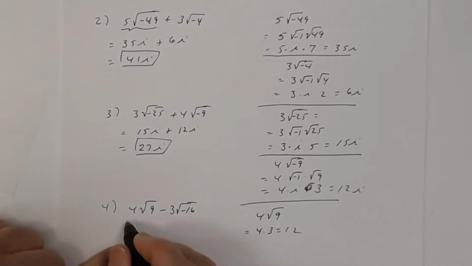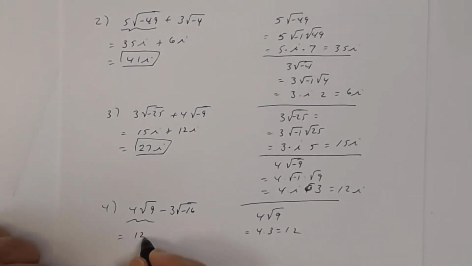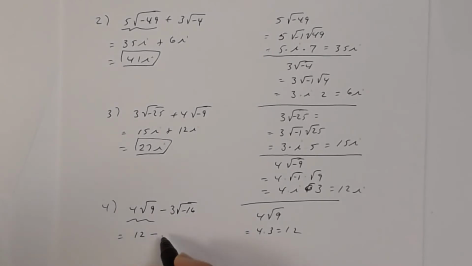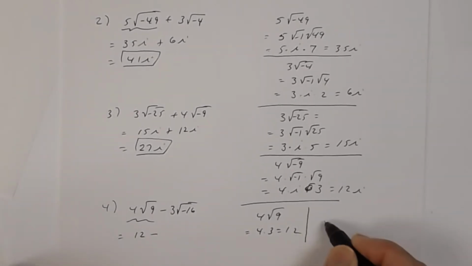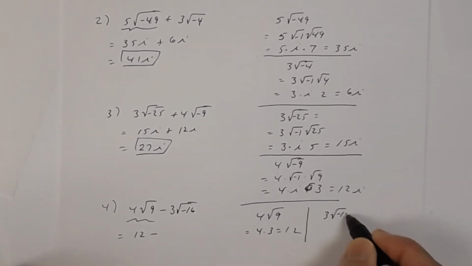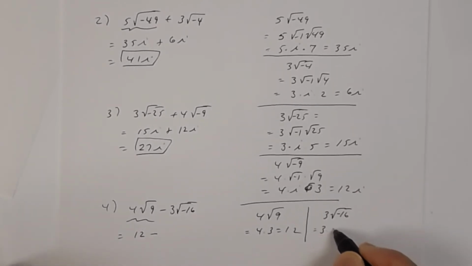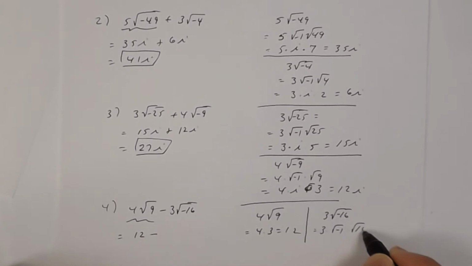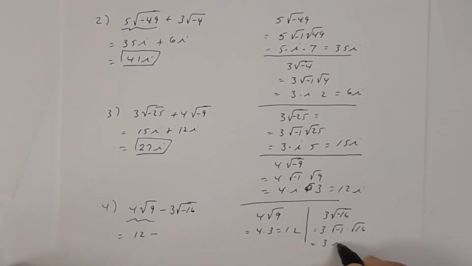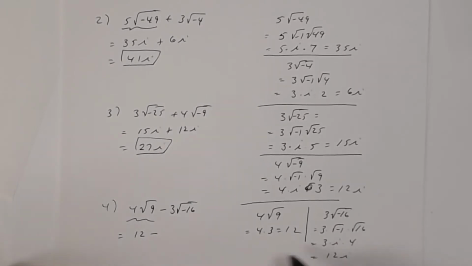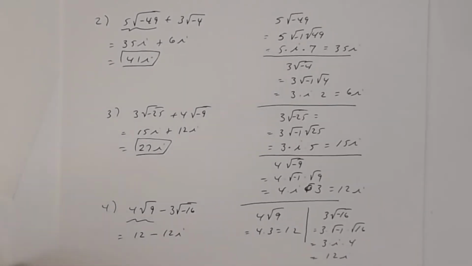So that's just 12. Don't make the mistake and say 12i, because that's not 12i. It would be 12i if 9 was negative. So you need to be careful. Subtract, and then we do the same thing with 3 times the square root of negative 16. So this becomes 3 times the square root of negative 1 times the square root of 16. So that's 3 times i times 4, which is 12i. So I get 12 minus 12i.